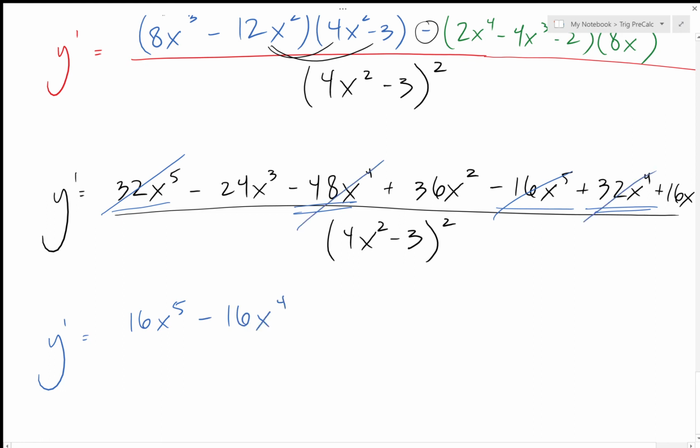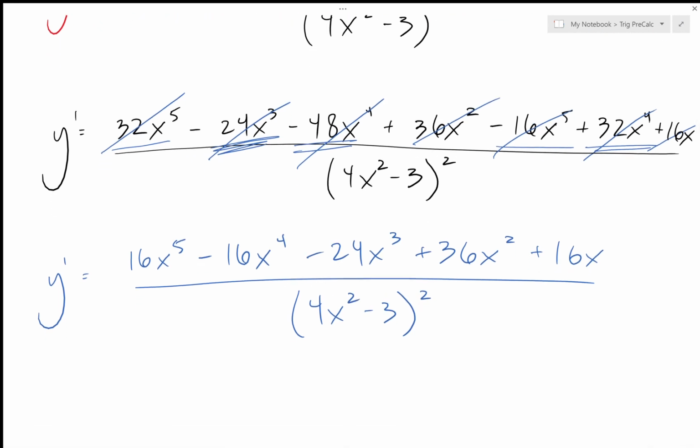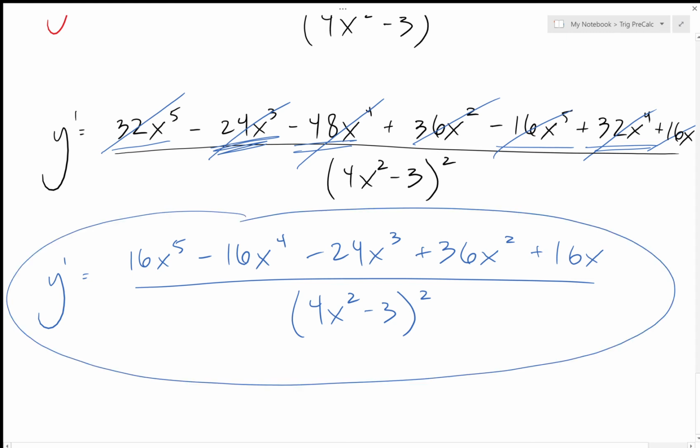Gone. This one's all by itself, so minus 24x cubed. Actually, everything else is by itself. Minus 36x squared plus 16x. And we'll just leave the bottom alone for now. But we do know how to write that out twice and multiply it. Okay, so that there is the derivative of the original function.